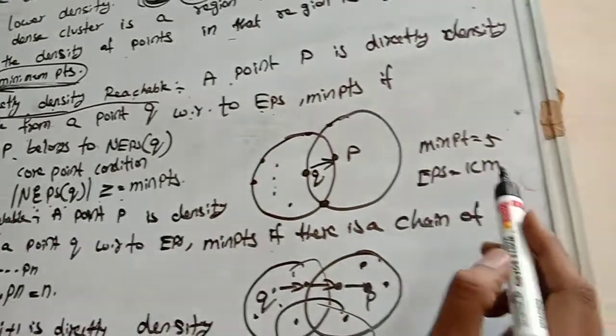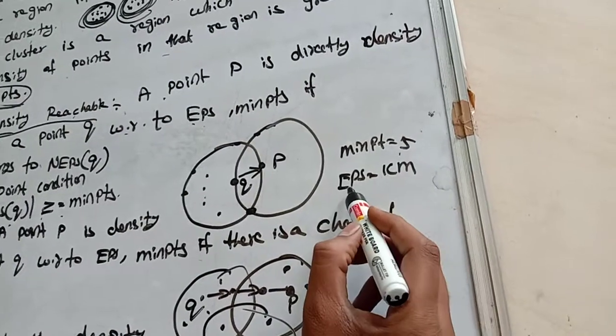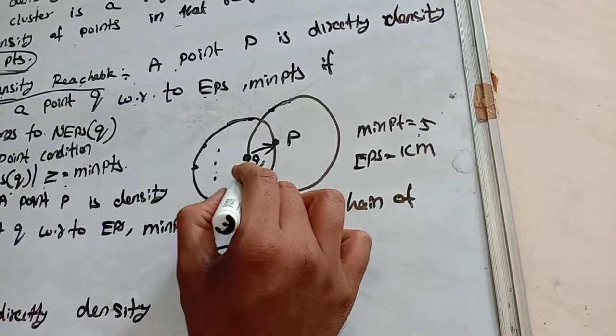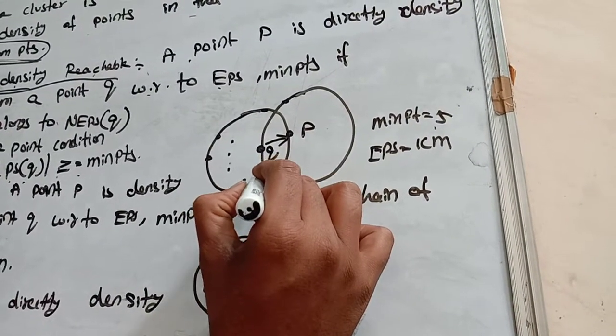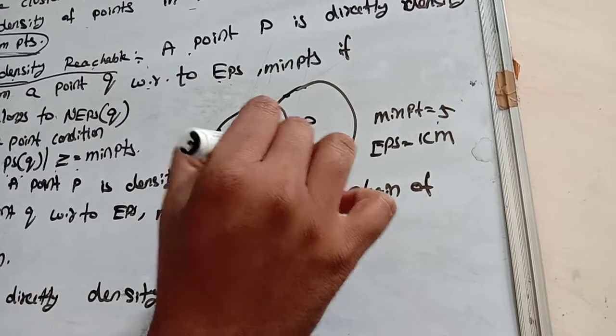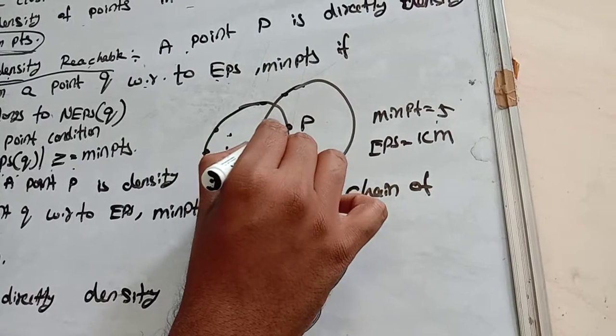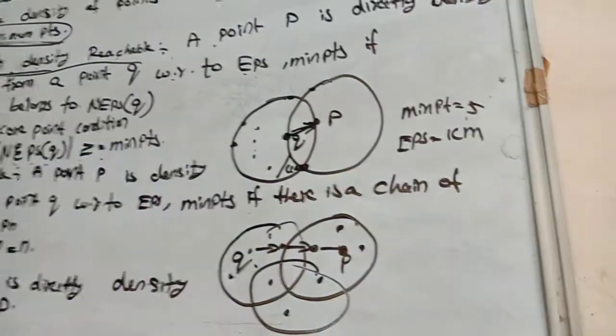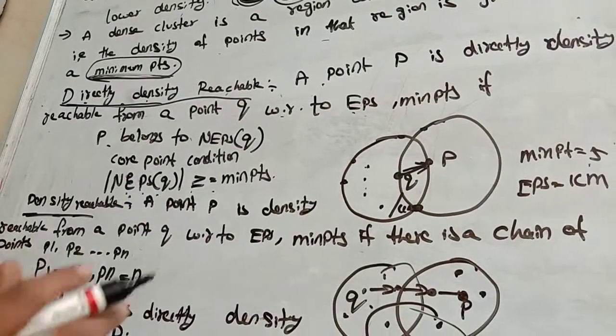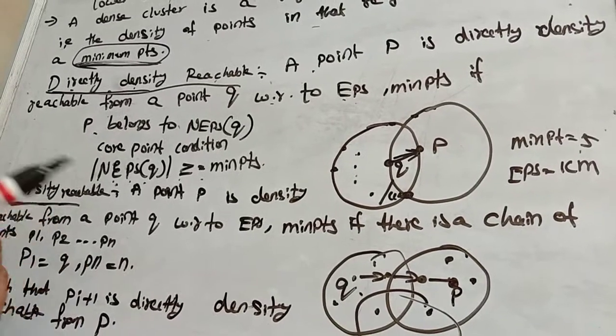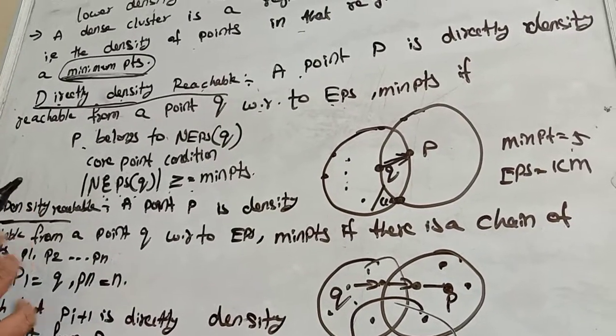If you see in this example, how many minimum points are there? 5, and the epsilon is 1 centimeter. Within the 1 centimeter we are drawing the circle, which should have a minimum of 5 points, and if it is directly reaching P, then we can say P belongs to the epsilon neighborhood. P is directly density reachable from Q.